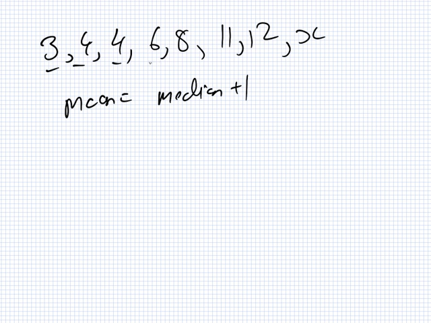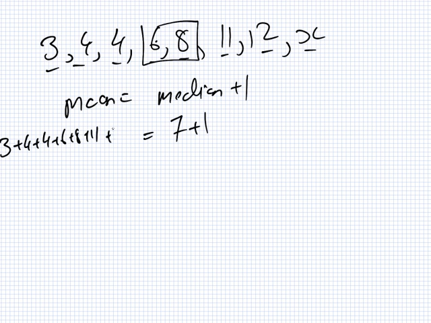1, 2, 3, 4, 5, 6, 7, 8. So the median will be between the 4th and 5th values. The middle of 6 and 8 is 7. The mean is 3 plus 4 plus 4 plus 6 plus 8 plus 11 plus 12 plus x, over 8.